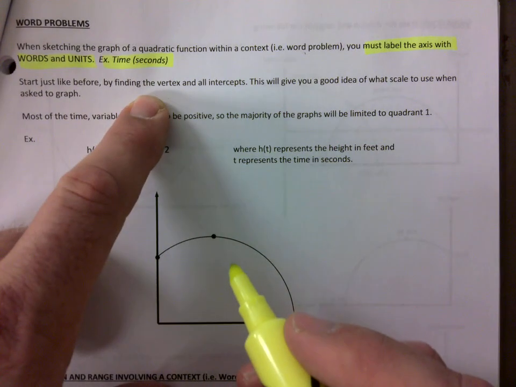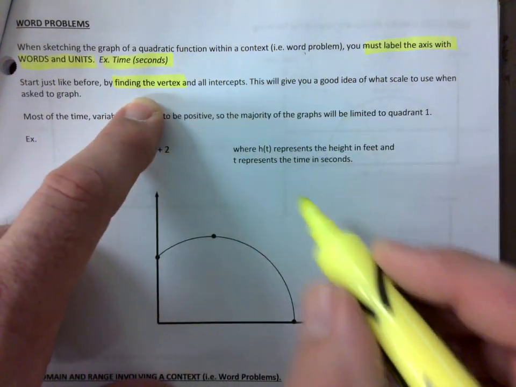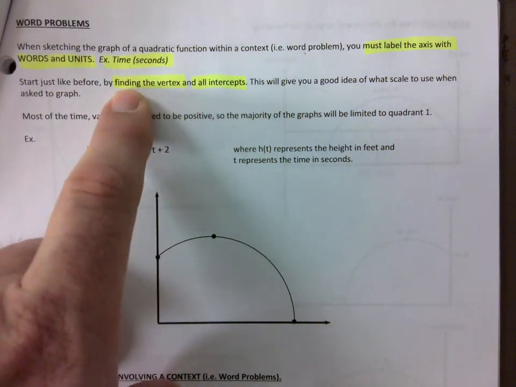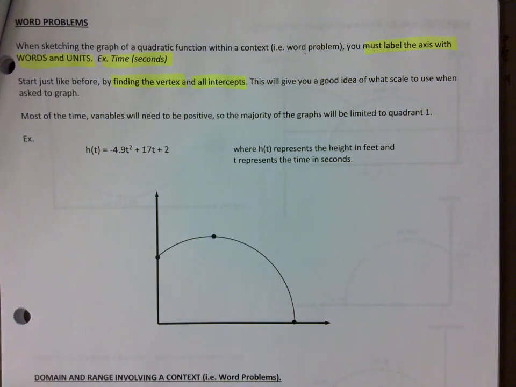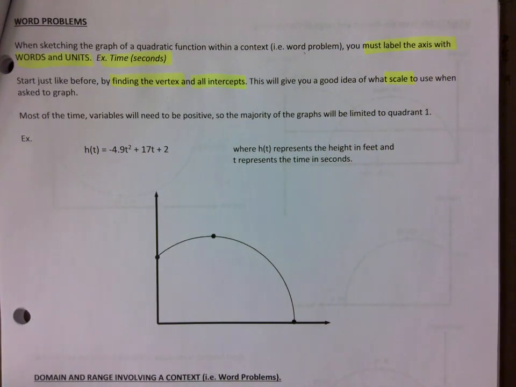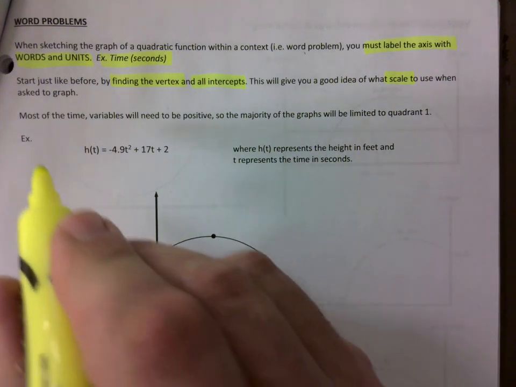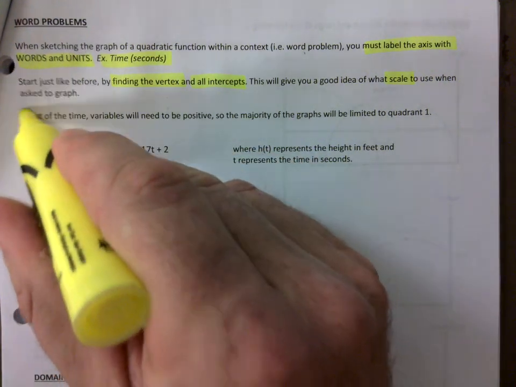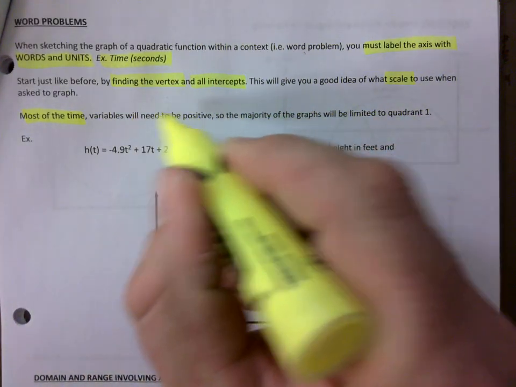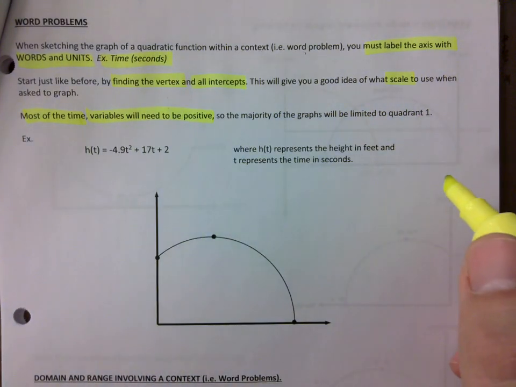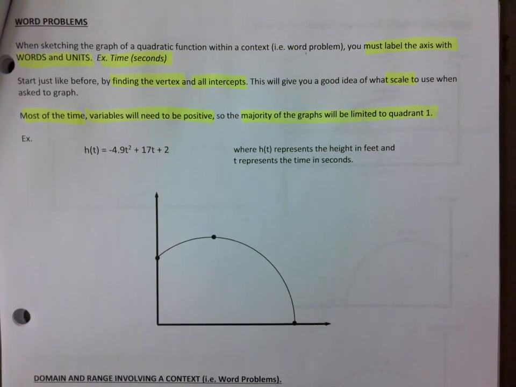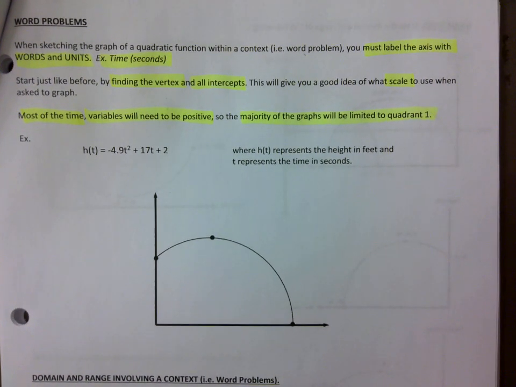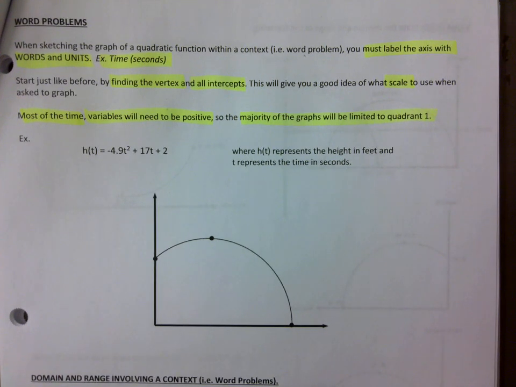Start just like before. We find the vertex, right? And all intercepts, just like when that's a possibility, we want them all, okay? And they'll give you a good idea of what scale to use, to determine the scale that you're asked to graph, okay? And most of the time, variables need to be positive. So the majority of graphs are limited to quadrant 1. Notice that I'm not saying all. I'm saying the majority, okay?